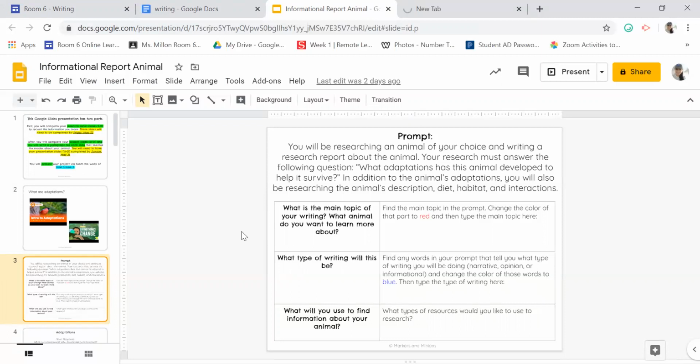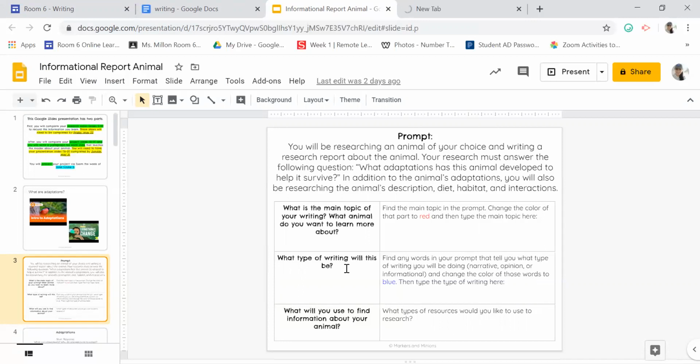So underneath here, there's a couple questions, and right next to the question is what I'd like you guys to do. So the first part says, what is the main topic of your writing? What animal do you want to learn more about? So it says to find the main topic in the prompt and to change the color of that part to red, and then type the main topic here. So I want you guys to reread the prompt and to find what is the main topic of the writing. What will you be writing about? And then you're going to type it under here.